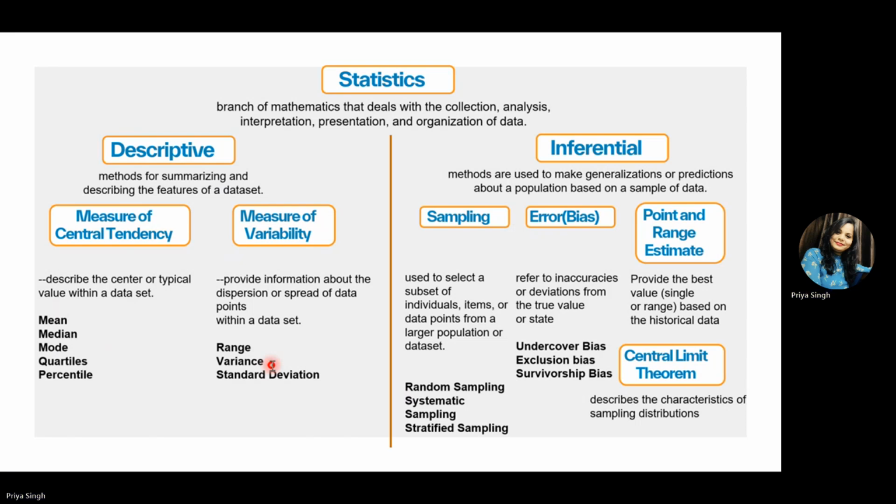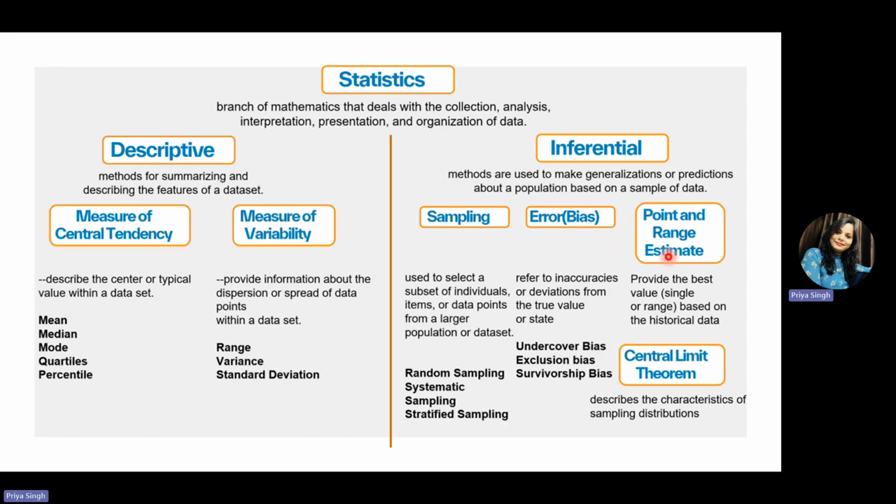Okay. The third one is standard deviation. So standard deviation is nothing but the square root of the variance. It's super useful because it gives you the spread in the same units as your data, making it easier to interpret. Okay, so these measures help you understand not just the average value, but how consistent or varied your data is. Okay.